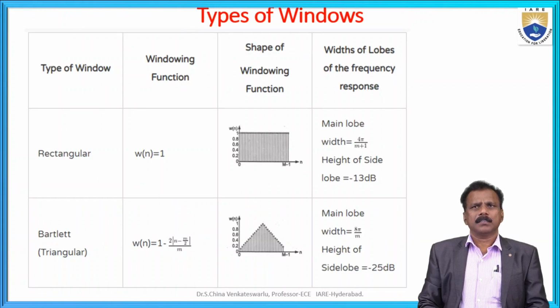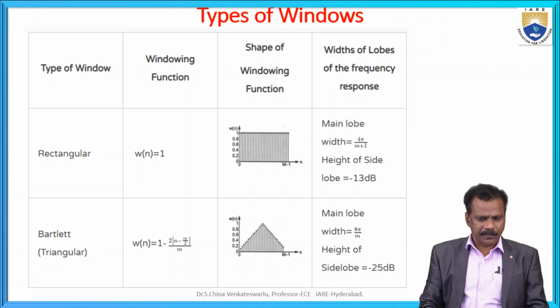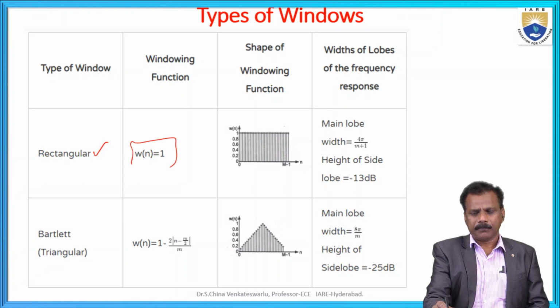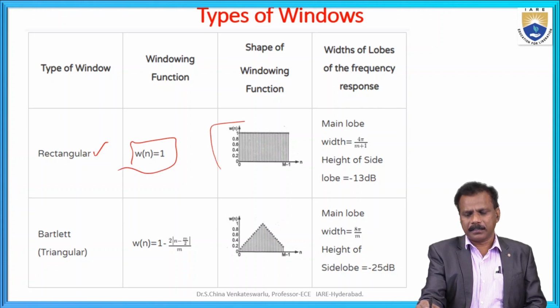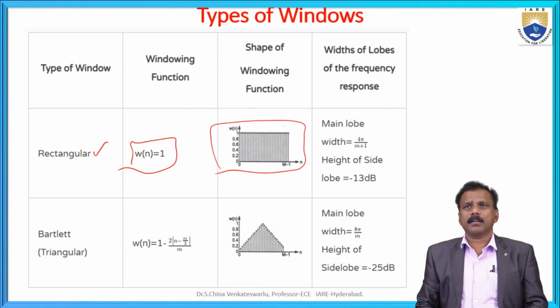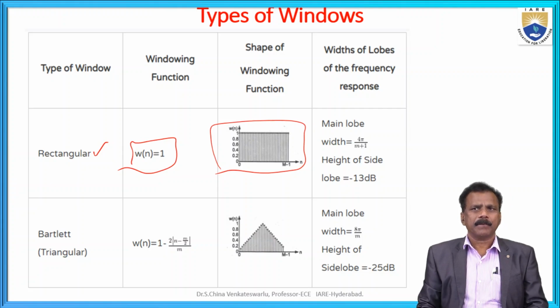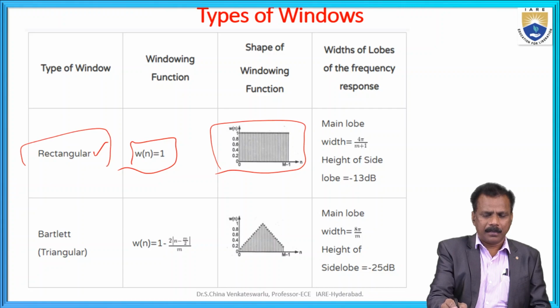Okay, these are the types of windows: the type of window, the windowing function, the shape of the windowing function, and the width of the lobes of the frequency response. Considering the rectangular window, the windowing function is this one, and the shape of the window looks like this. Here the main lobe width of the frequency response is 4 pi by M plus 1. The height of the side lobe is minus 13 decibels. This is the rectangular window.